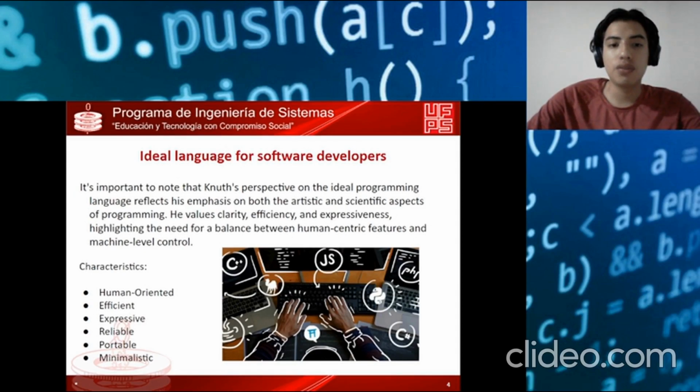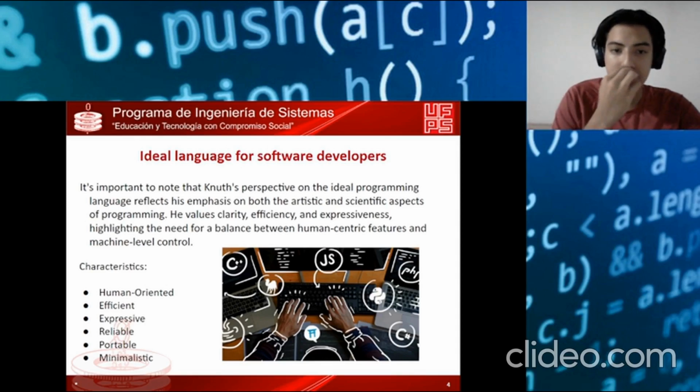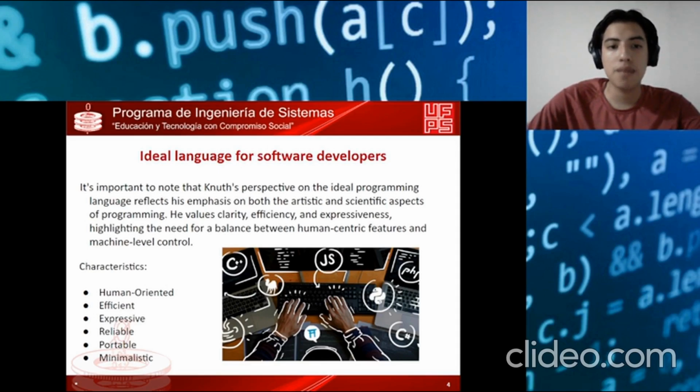The ideal language for a software developer. Knuth's perspective on the ideal programming language reflects his emphasis on both the artistic and scientific aspects of programming. He values clarity, efficiency, and expressiveness, and emphasizes the need for a balance between human-centered features and machine-level control. The main features are human-oriented, efficient, expressive, reliable, portable, and minimalistic.